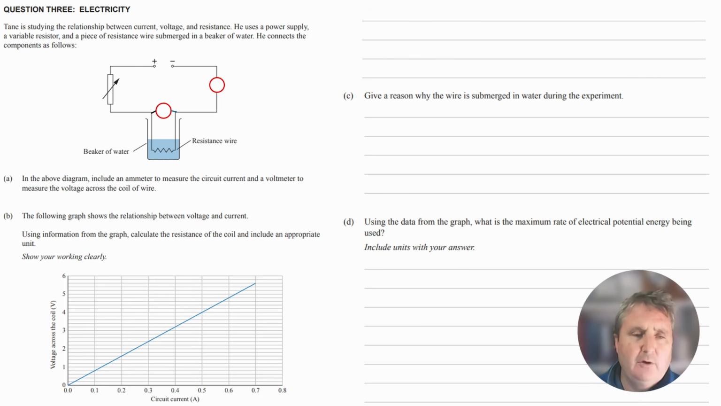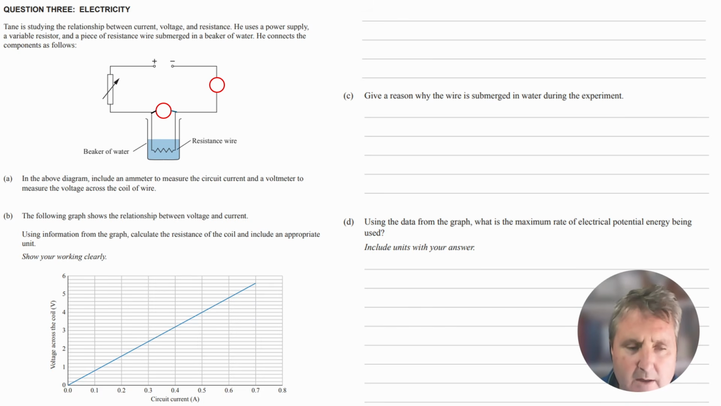Okay, so the last question here is called electricity. So Tane is studying the relationship between current, voltage, and resistance. He uses a power supply, a variable resistor, and a piece of resistance wire in a beaker of water. He connects the components as follows.